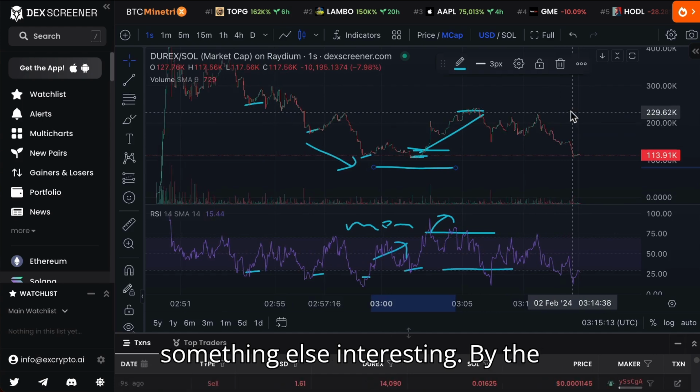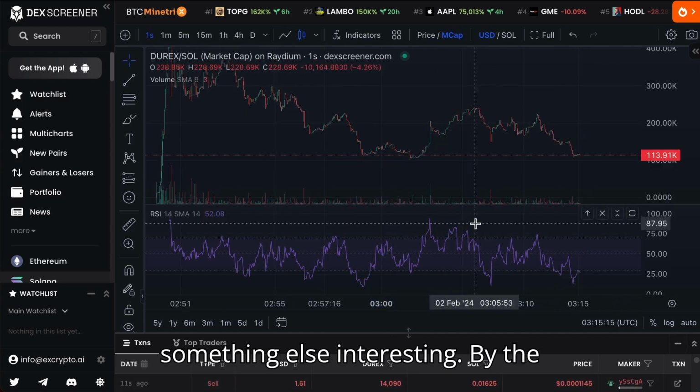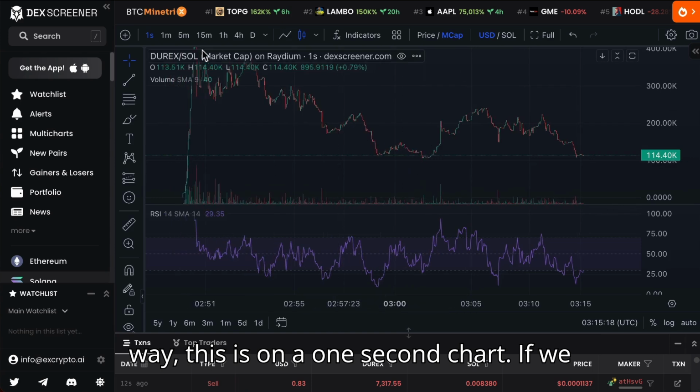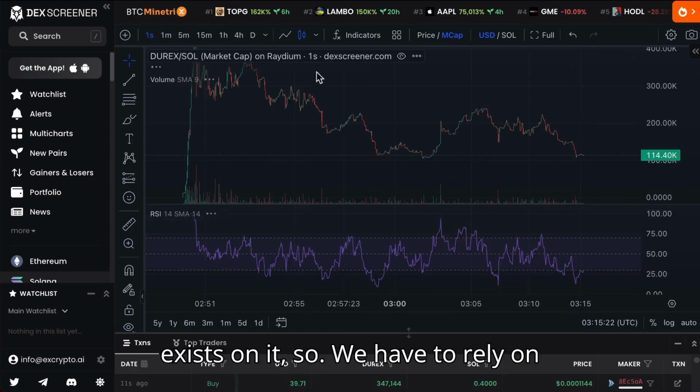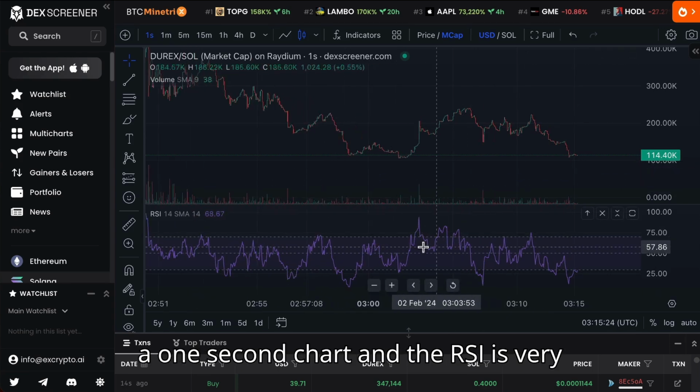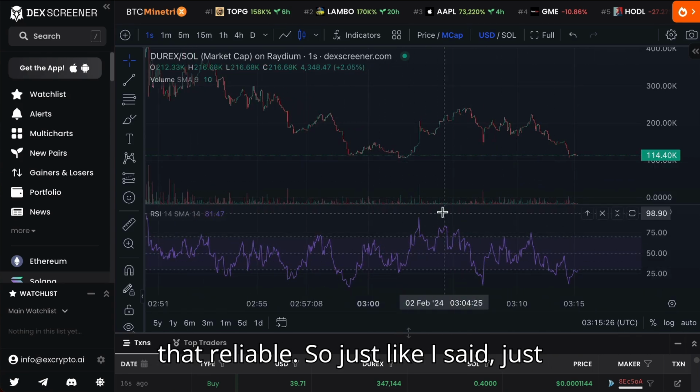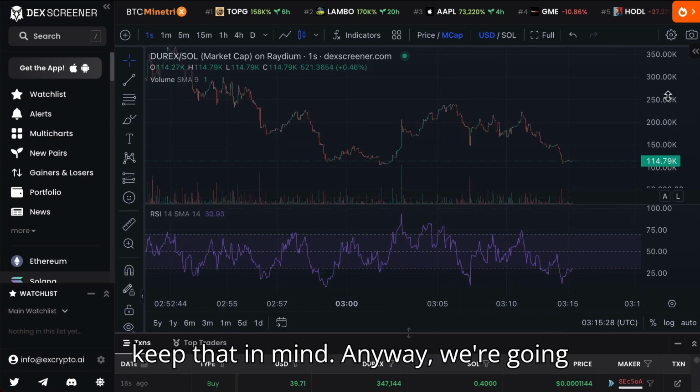Let me show you something else interesting. By the way, this is on a 1 second chart. If we go on a 1 minute chart, the RSI barely exists on it. So we have to rely on a 1 second chart. And the RSI is very noisy on a 1 second chart. So it's not that reliable. So just, like I said, just keep that in mind.